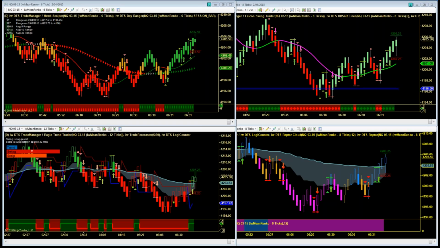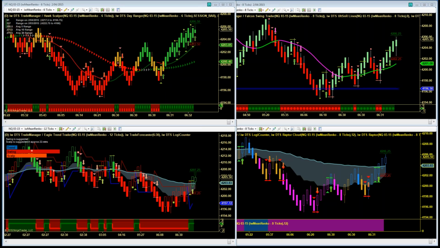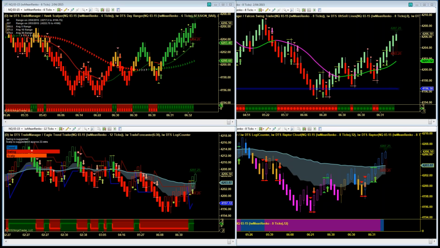Okay, so what you're looking at is the diversified trading system, and it's diversified because it's actually split up into looking at the market from different points of view. So here in the top left corner, we have the Hawk Micro Scalper. This tool has been designed to pick up scalp signals. Next to that, on the top right, we have the Falcon Swing Trader. This tool, as the name suggests, has been designed to pick up swing trade signals.